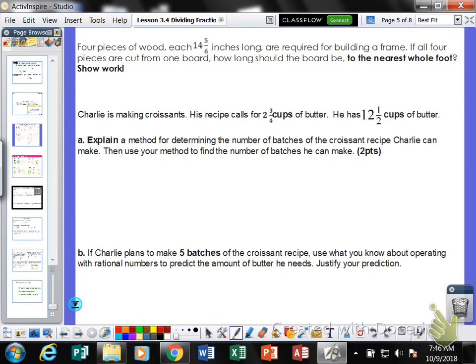All right, 4 pieces of wood, each 14 and 5/6 inches long, are required to build a frame. If all 4 pieces are cut from one board, how long should the board be to the nearest whole foot? So this is kind of a review question. We have 4 pieces of wood, each 14 and 5/6 inches long. And then we want to convert that first. So 6 times 14 is 84. 84 plus 5 is 89.